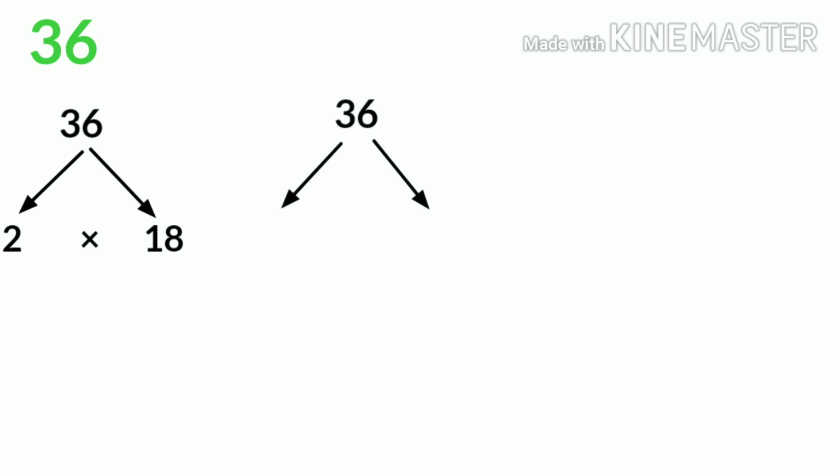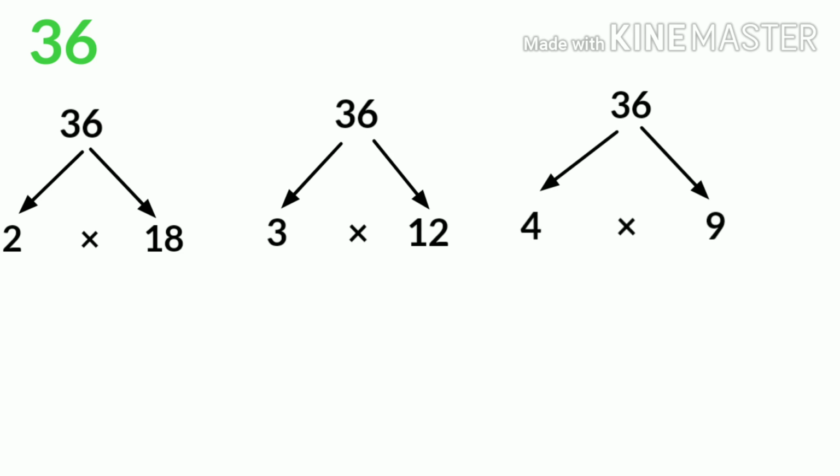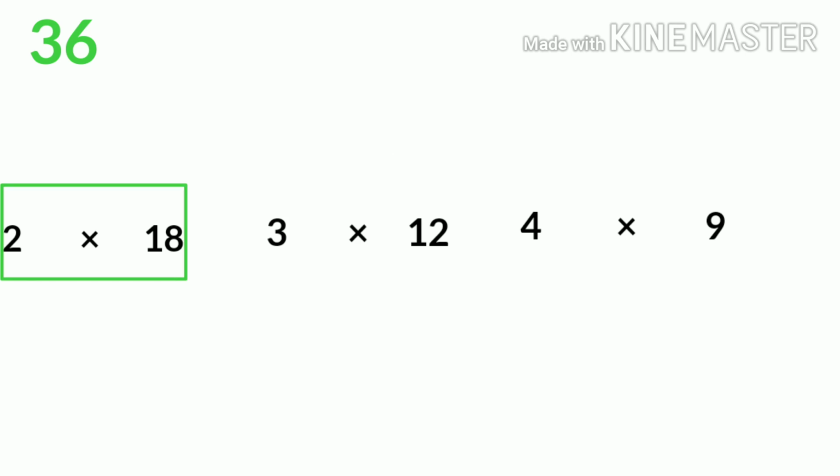Suppose we are asked to draw 3 factor trees for 36. Now, to draw the factor tree for 36, we need to first write 36 as a product of two factors. We can write 36 as 2 multiplied by 18, or we can write 36 as 3 multiplied by 12, or we can also write 36 as 4 multiplied by 9. Let us first build a factor tree with these factors.